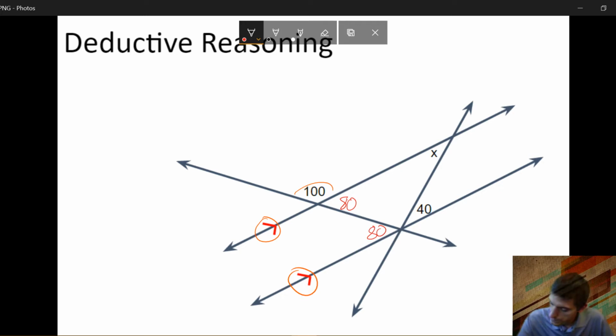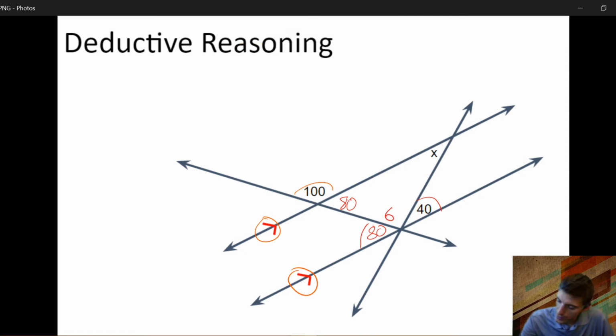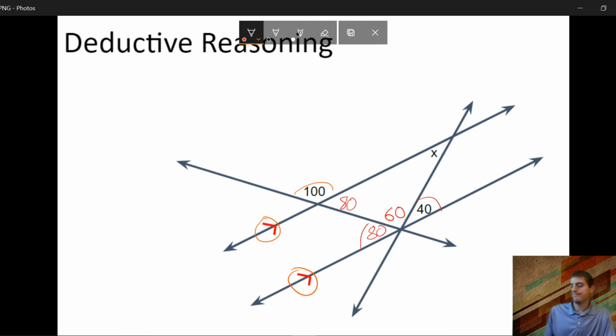Well, now I'm rolling, because I know that this angle plus this angle plus this angle, they all have to add up to 180 because they form a straight line. They should be supplementary to each other. 80 and 40 together is already 120, so I'm 60 short of my goal there.